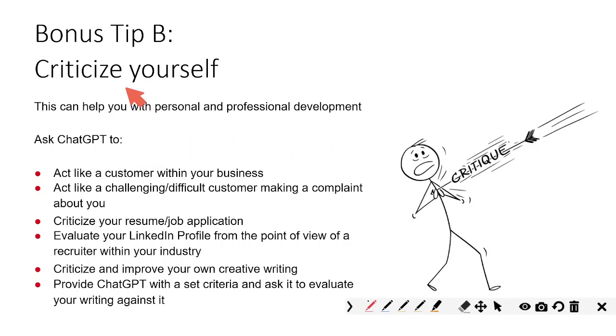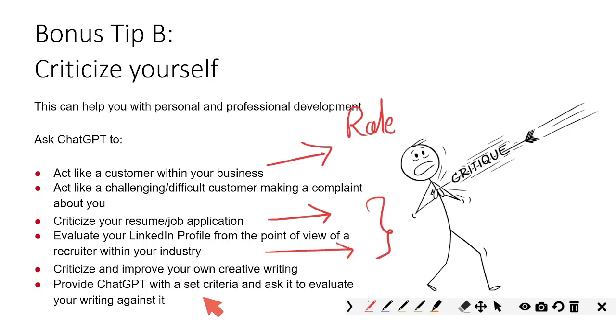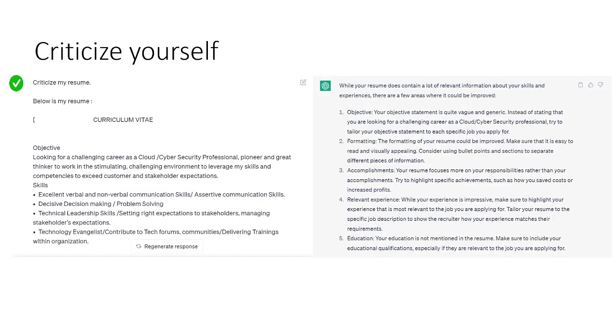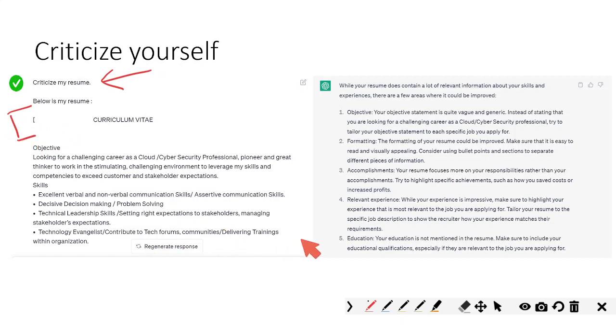You can also criticize yourself. We have already seen role prompting, and we can also criticize or evaluate our own resume or our LinkedIn profile for that matter. We are going to see examples of these two things in subsequent slides as well. The first thing is, this is my resume. What I did is, I instructed ChatGPT, can you please criticize or evaluate my resume? I enclosed my resume within square brackets, and you can see this is the response I got from ChatGPT.